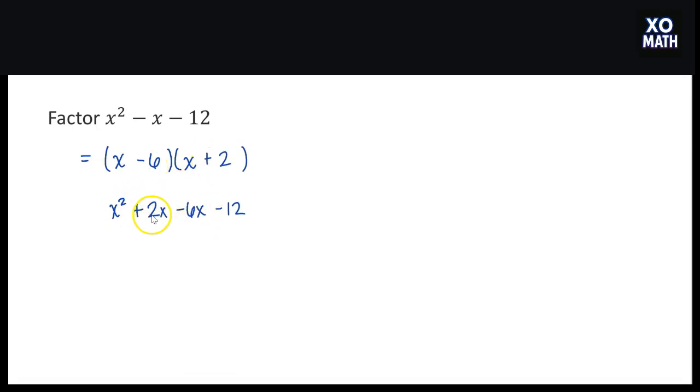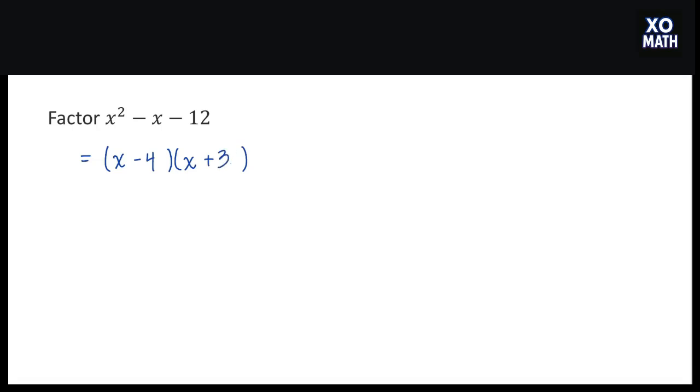So we need to check the middle parts, the 2x and the minus 6x, multiplying outer and inner. And that's going to give us negative 4x when we add that together, which is not negative x. So that was the wrong guess. So we try another guess. Well, negative 6 and positive 2 didn't work out. We're going to go ahead and go with x minus 4, x plus 3.